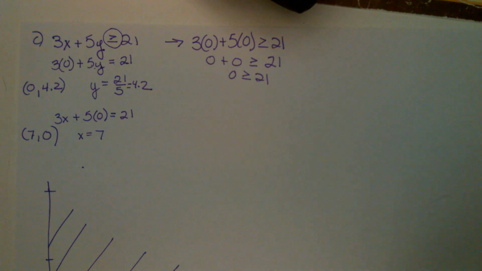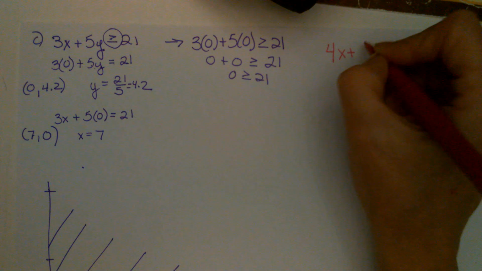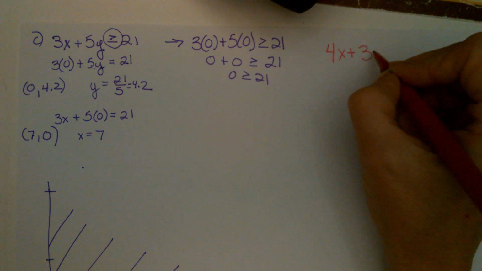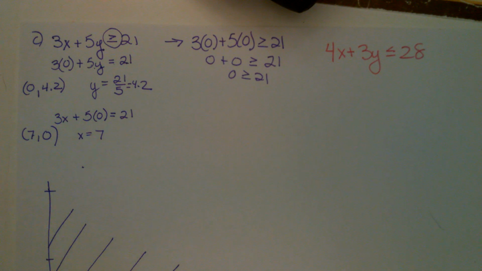The next inequality for C is 4x plus 3y is less than or equal to 28. Now we're back to the less than or equal to, which is what we're used to, which pretty much guarantees that (0, 0) is going to be included for all the rest of them.